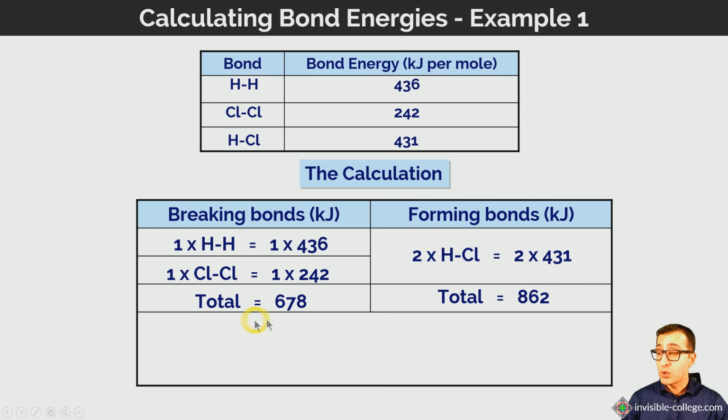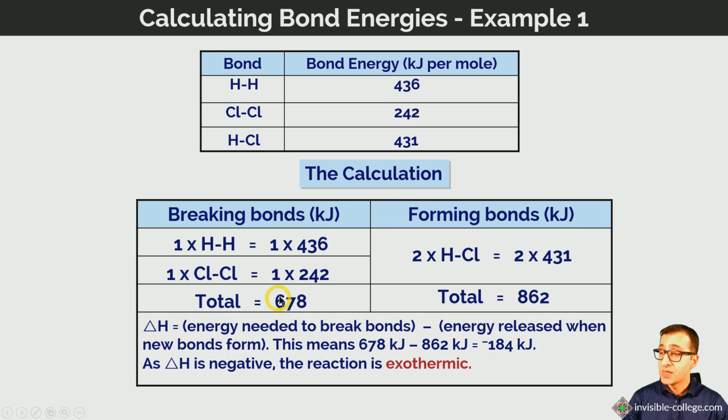So delta H, whenever you're calculating the overall enthalpy change from bond energy values, you need to remember that delta H is always the energy needed to break the bonds minus the energy released when the new bonds form. This means that our delta H value for this reaction is going to be 678 minus 862. This gives us an overall enthalpy change for the reaction of minus 184 kilojoules.